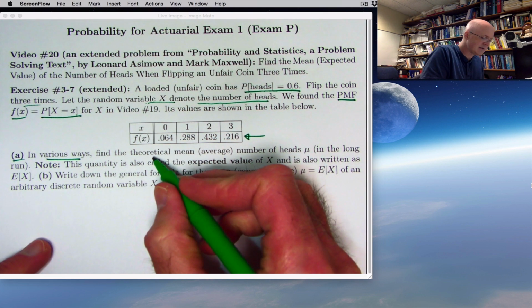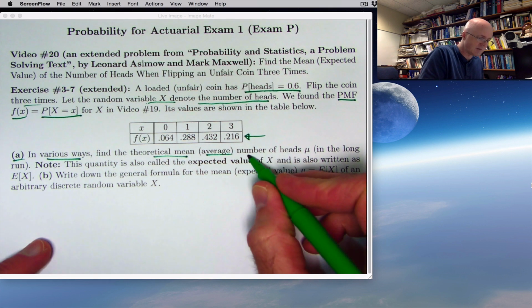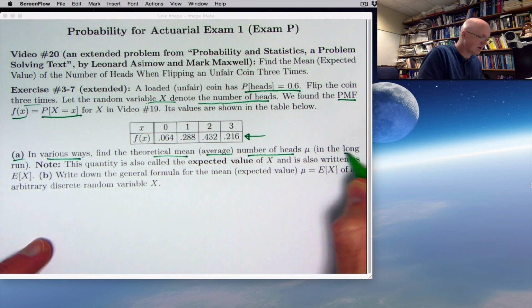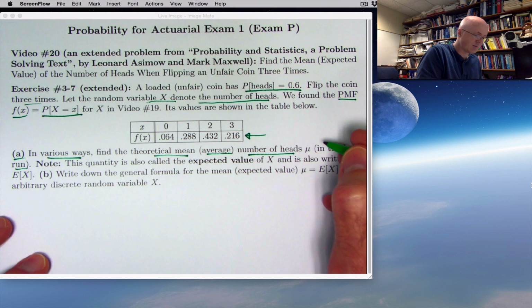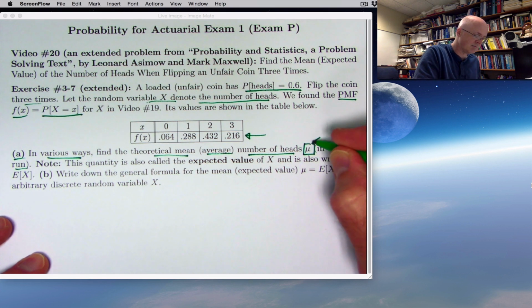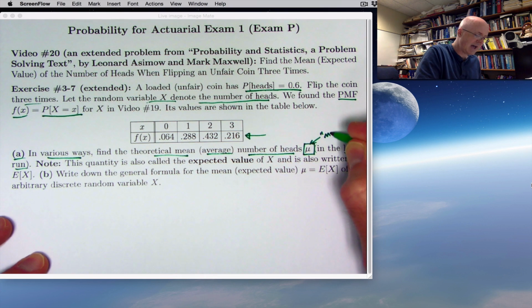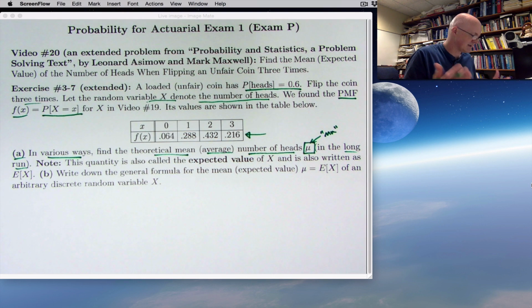We want to find this theoretical mean, or average number of heads in this case, in the long run if you did the experiment of flipping the coin 3 times and counting the number of heads over and over and over again. There's a special symbol that we use for it. It's this thing right here. It's a Greek letter. It's called mu, which makes me very happy because it kind of looks like an M and it kind of looks like a U, so we call it mu. Isn't that great? That's one symbol for this mean or average number.